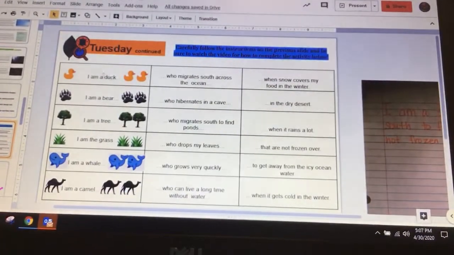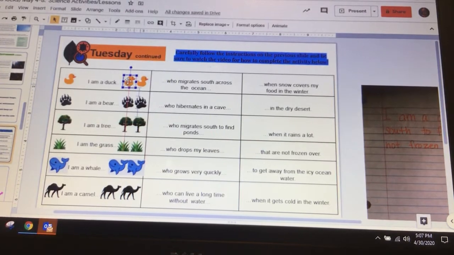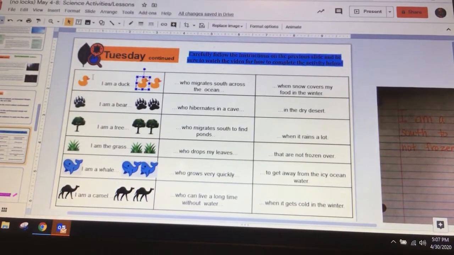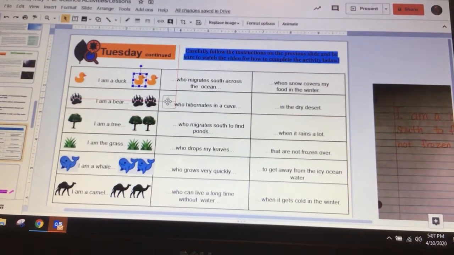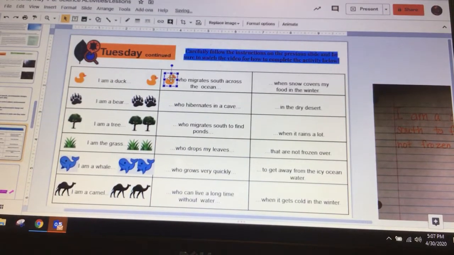I am a duck who, and then take this duck. You'll be able to move these ducks around. So this stays here so that you know what icon goes with it. I'm a duck who hibernates in a cave. No. I'm a duck who migrates south across the ocean.